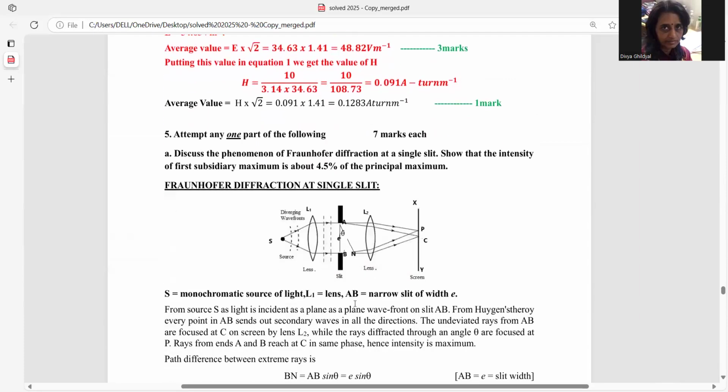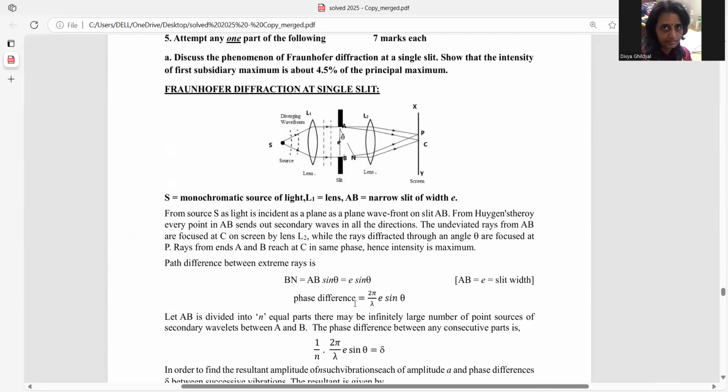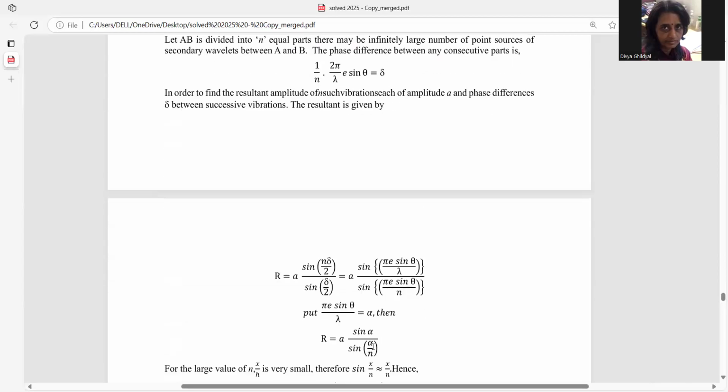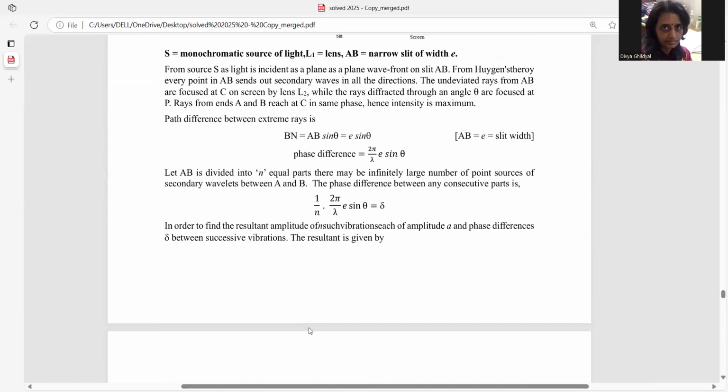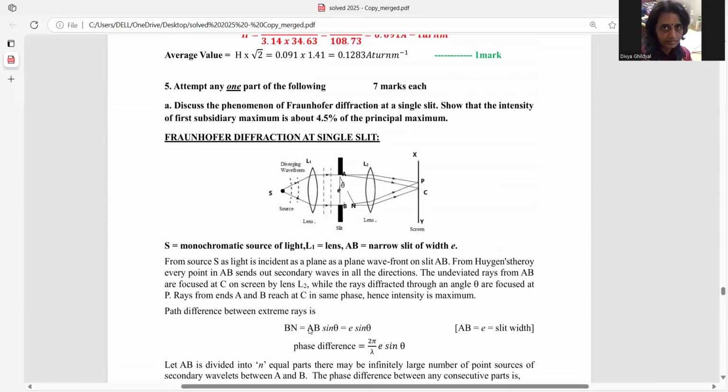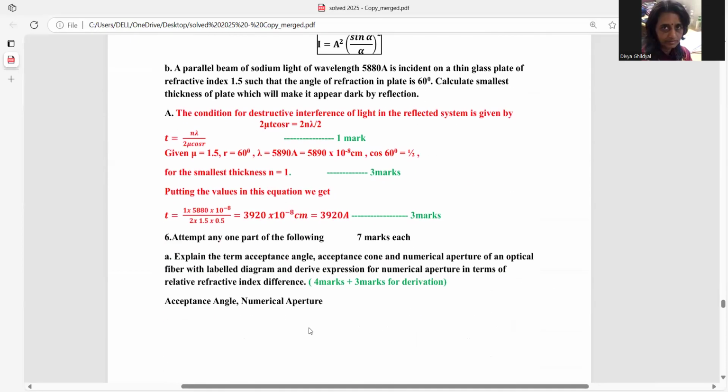Okay, Fraunhofer diffraction at single slit. Diagram, 3 marks along with good explanation of the diagram, how single slit works, what the expression comes out as, resultant intensity expression. Just say that intensity comes out as this much, and once you put the values, divide it by the main intensity to show that it is roundabout 4.5% of the principal maxima.